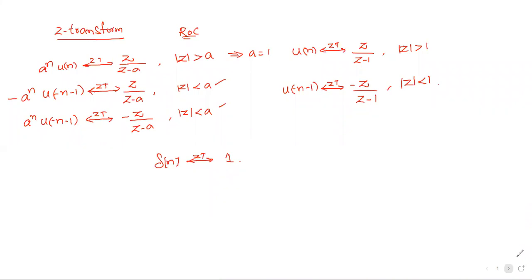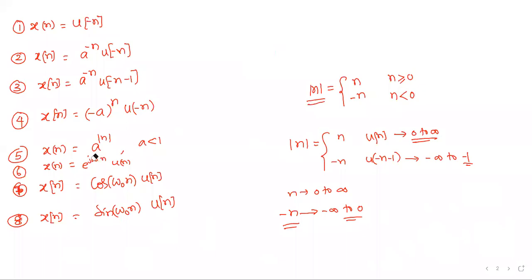So now x of n is equal to e power j omega naught n into u of n. You can write omega like this, or omega naught. The notation I will write as per VTU. I am writing e power j omega naught n into u of n. Here also I will modify, e power minus j omega naught n. This is also omega naught n. So here also omega naught n, sin omega naught n.